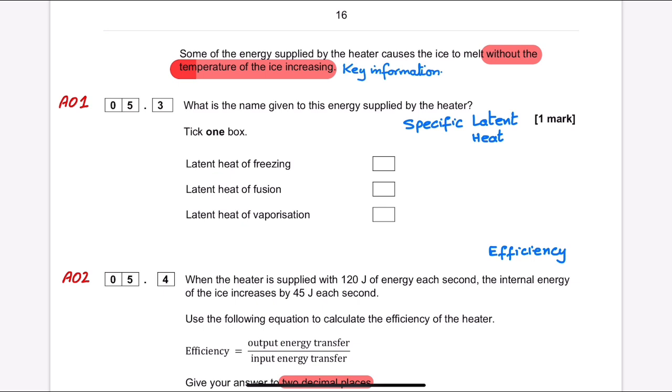Tick one box. Because the ice is melting, it is not latent heat of freezing. We know that the ice is melting, it is not converting into vapor, therefore it is not latent heat of vaporization. The correct answer is the latent heat of fusion. And the student must know the definition of specific latent heat of fusion.